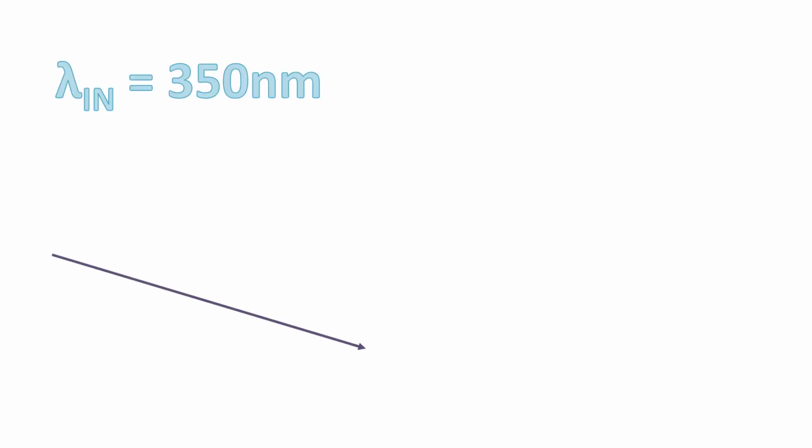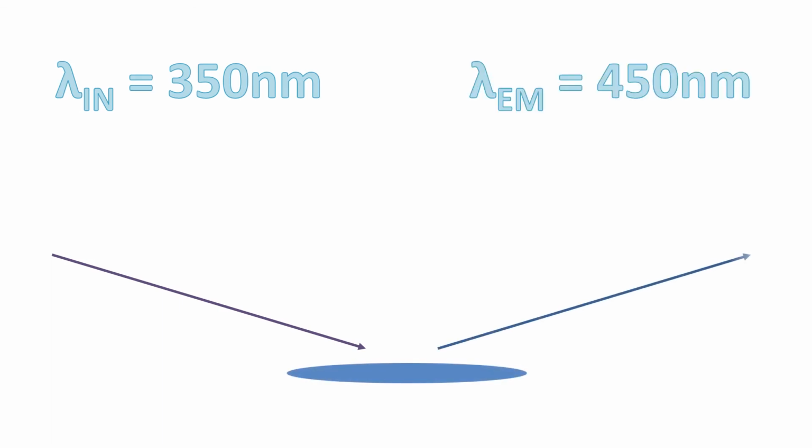Back to our example of the invisible ink. It is excited by incident ultraviolet light with a wavelength of 350 nanometers and emits blue light with a wavelength of 450 nanometers. Pause the video now and try to find out the energy of the incident and emitted photons.